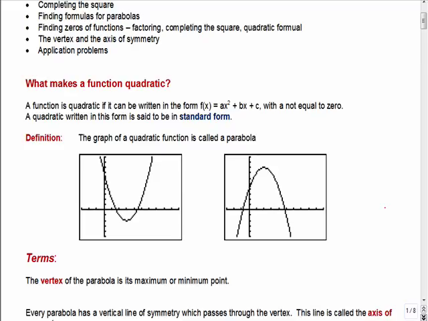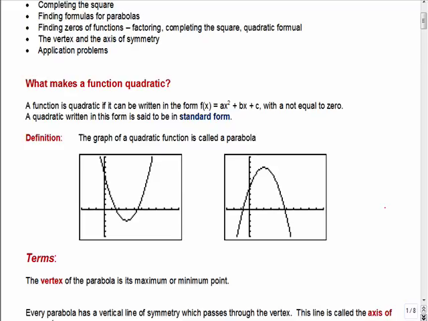So in order to be quadratic, we have to have a squared term, and that squared term will have to be our highest power of x. We could discuss things that are what we call quadratic in form, but for now we're going to deal with functions that are purely quadratic.